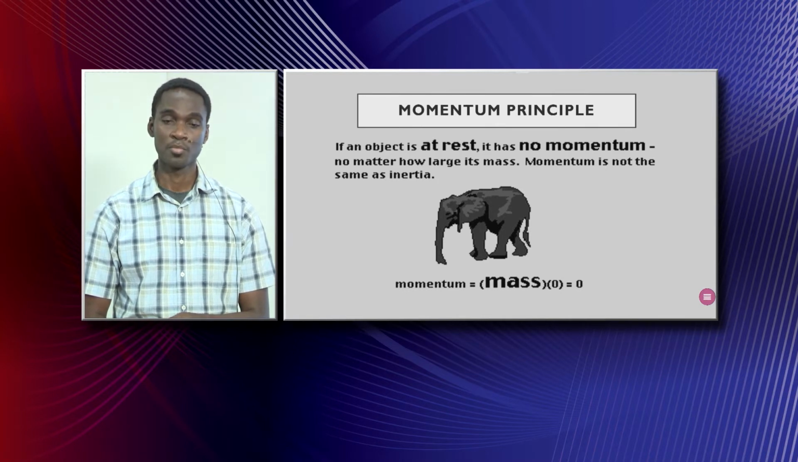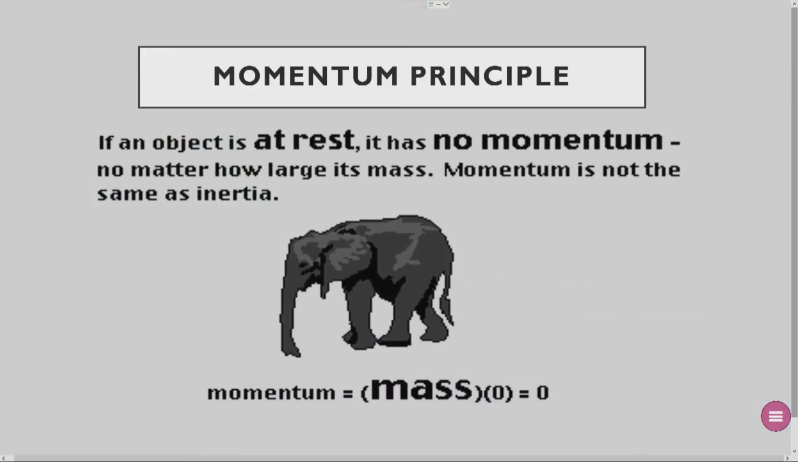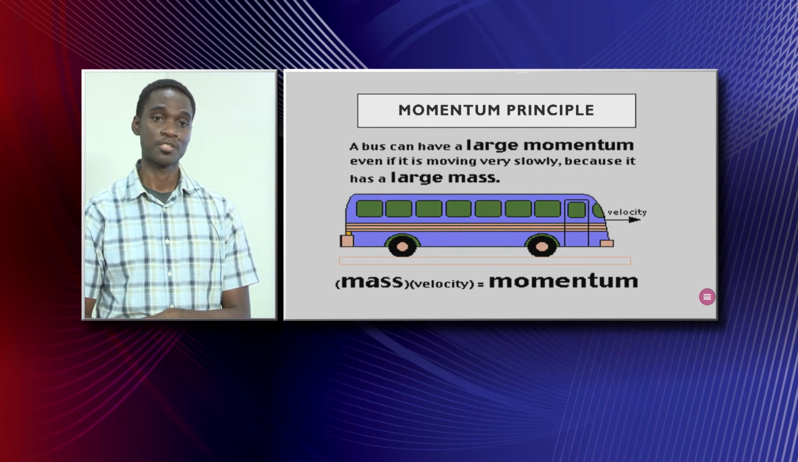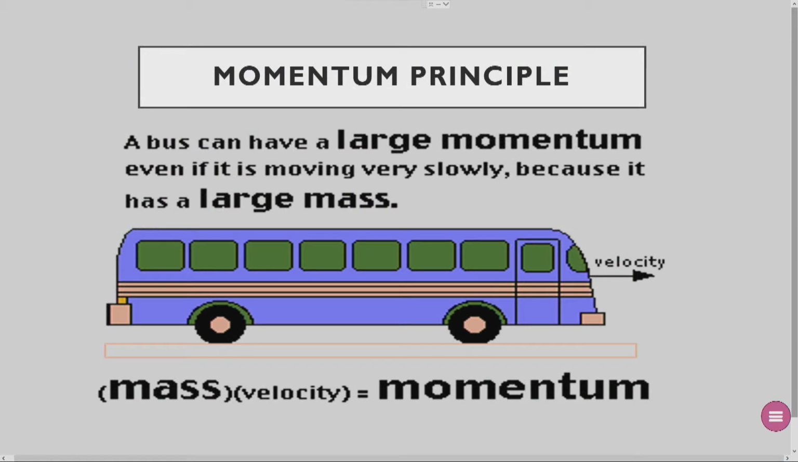So there we have it. Momentum is equal to mass times velocity. In the case of the elephant, there is a large mass, but the velocity is zero. Let us continue using the school bus. A bus can have a large momentum, even if it is moving very slowly, because it has a large mass. Notice that we have the school bus, and the arrow indicates that its velocity is small. And so a large mass with a small velocity would give us a large momentum.